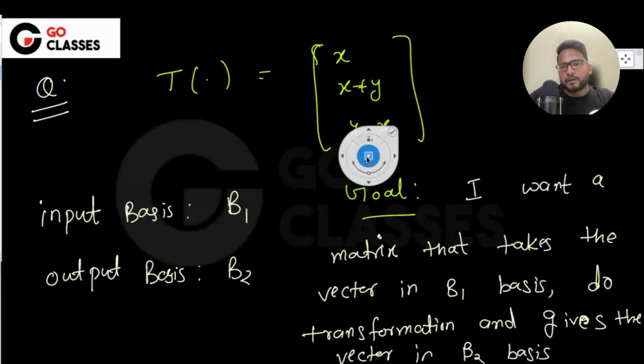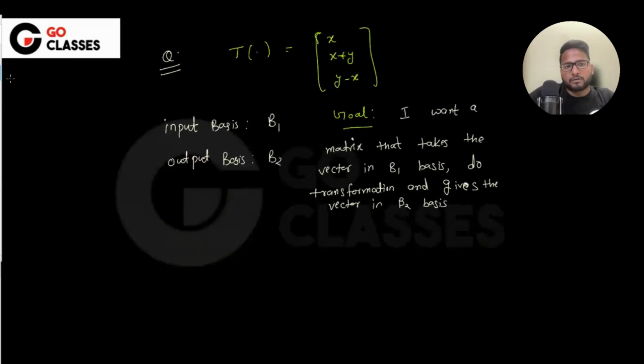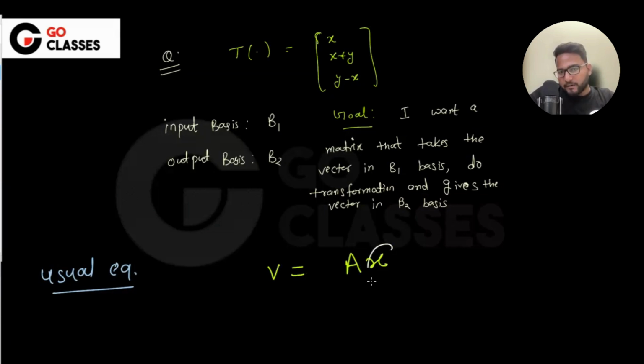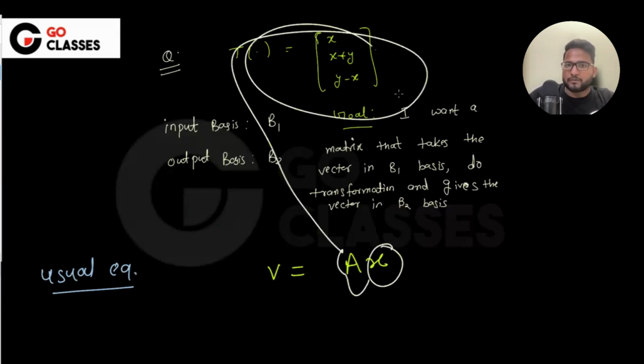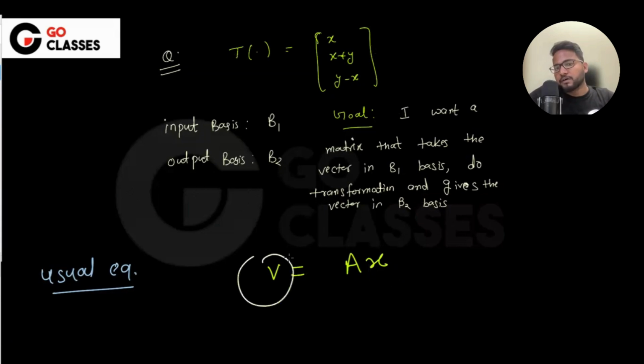Now what will I do? Let's just first write the usual equation. What is the usual equation? You will say, let's suppose there's a matrix A associated with this. So V equal to AX, right? Here X is in the standard basis. A is corresponding to this transformation. And in which basis is it giving the output? Can anyone tell me? It is giving in the standard basis, right? So it is my usual equation.